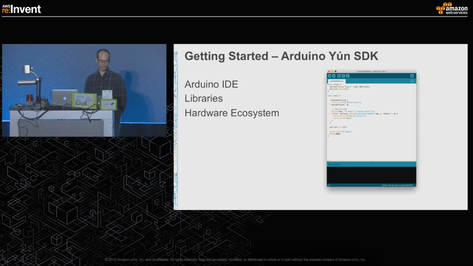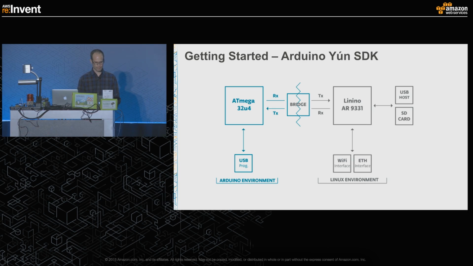So let's get started with the Arduino Uno SDK. You're going to be programming in the familiar Arduino IDE that you're used to. You're going to be able to take advantage of libraries. If you've built some Arduino code before, you're going to be able to use those libraries. There's a great Arduino hardware ecosystem, so shields, sensors, actuators, things you're probably already building some maker devices with. It'll all work with this SDK. Now, a little bit about the Arduino Uno.